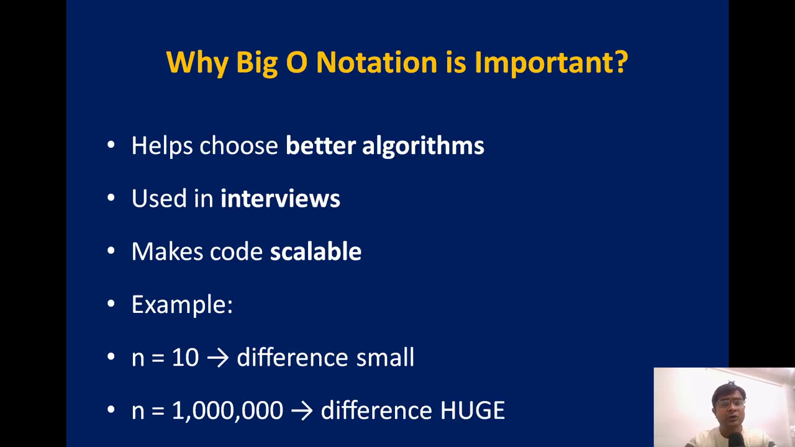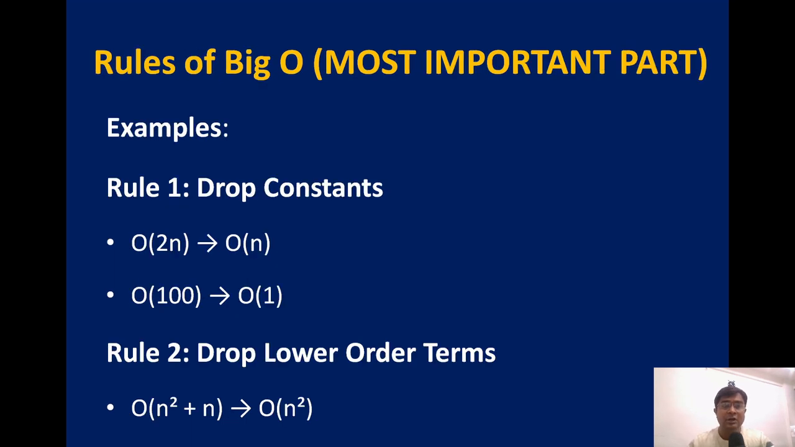Now, why is big O notation important? It helps us choose a better algorithm. It is used in interviews, and it makes the code scalable, so you can scale the code in an efficient manner. The example on your screen: if n equals 10, the difference is small. But if n equals 10 lakh, the difference is huge. So it depends upon the input.